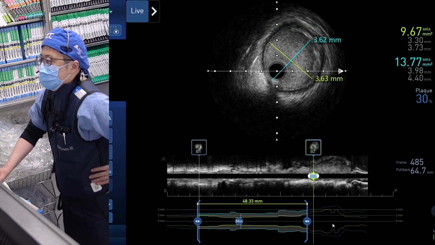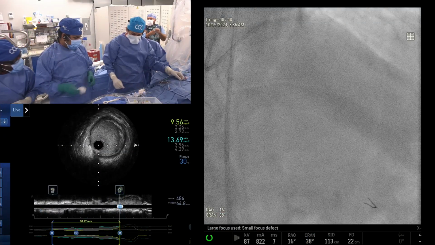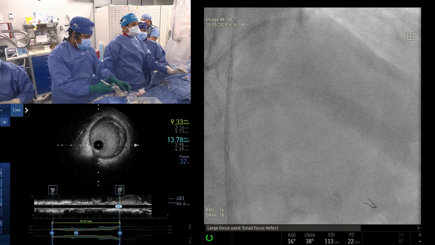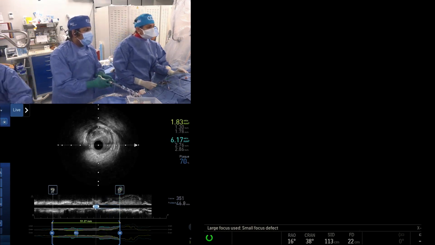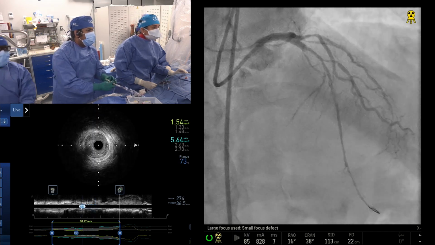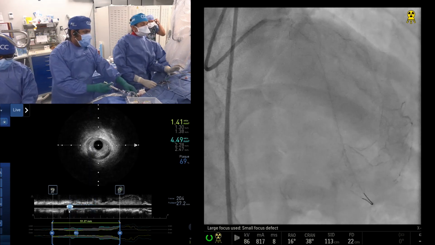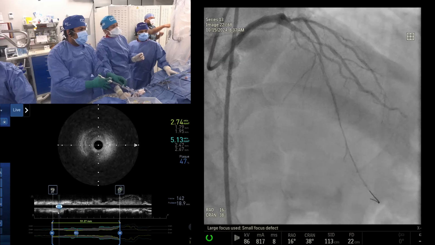Okay, proximal now. Yes, we'll do it. Proximal, here is the landing zone. Take a picture so we can decide where to land. Very, very significant tapering of the vessel. Yes, exactly. Beautiful, lovely vessel, no intimal disruption.